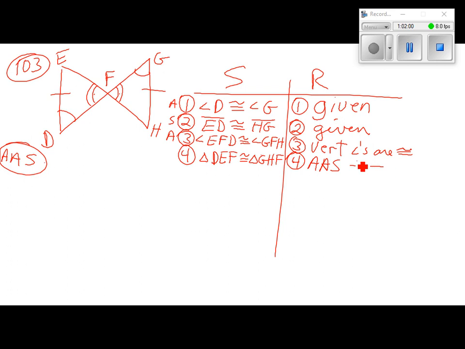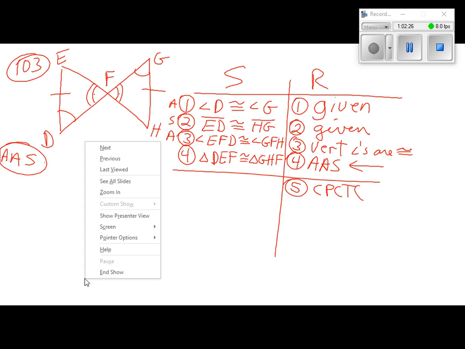Again, when you put two triangles here, that has to be one of those four abbreviations. This one doesn't have it, but if there was another step, what would the reason for number five be? Corresponding parts of congruent triangles are congruent. If you get past the triangles, like on number 104, then that's what you're going to have to use. Might have time for one more short one.